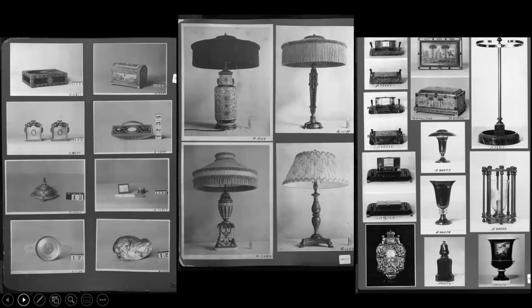And these are three pages from the extensive collection at the Cooper Hewitt Smithsonian Library, from their design books.